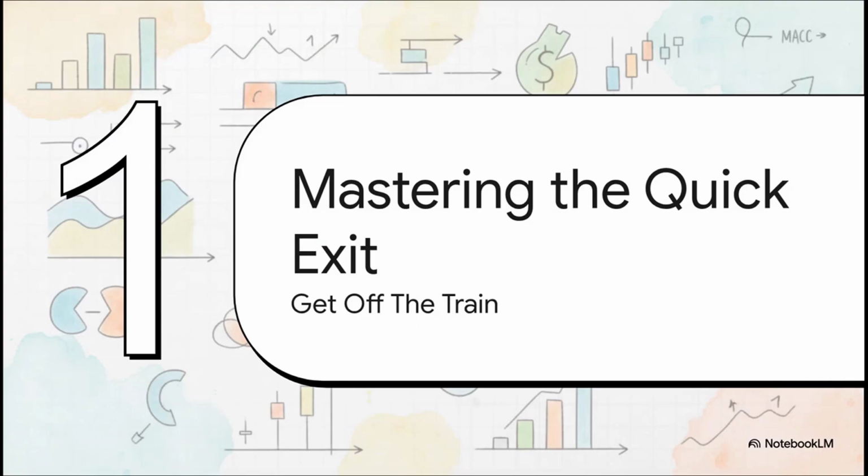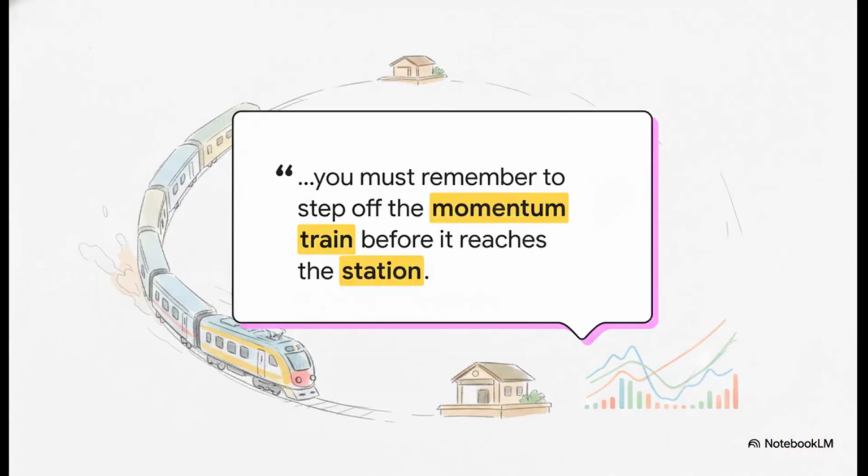Now listen up, because this part is absolutely critical. Finding a great entry is only half the battle. The logic for getting out of a trade is completely different. Where entry requires patience and confirmation, the exit requires speed and decisiveness. I just love this quote. It says, "You must remember to step off the momentum train before it reaches the station." It's so vivid, isn't it?